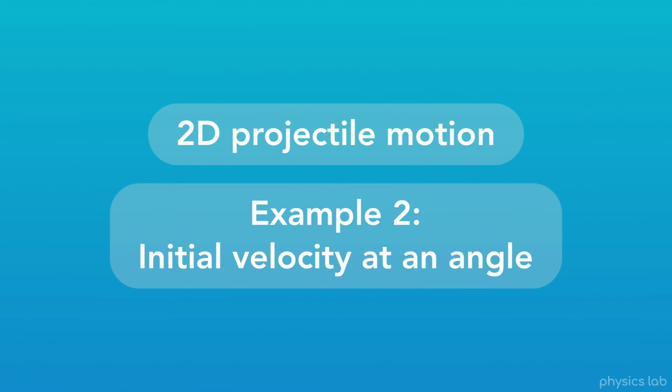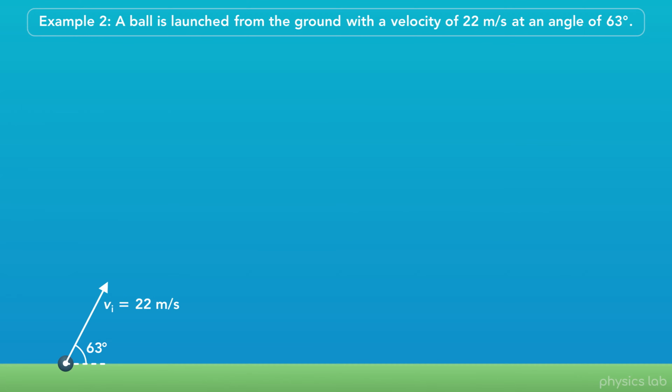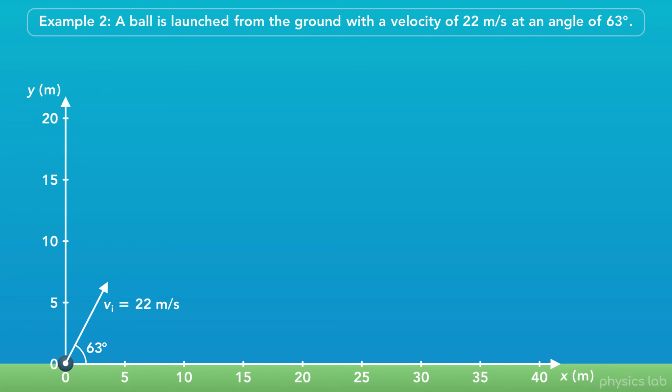Now let's look at one more example where an object has an initial velocity at an angle. A ball is launched from the ground with a velocity of 22 meters per second at an angle of 63 degrees. If the angle isn't described relative to the vertical or some other line, we'll assume it's 63 degrees above the horizontal or above the ground. For this example, we'll place the origin right at the starting point of the ball, so the initial x and y positions are both 0.